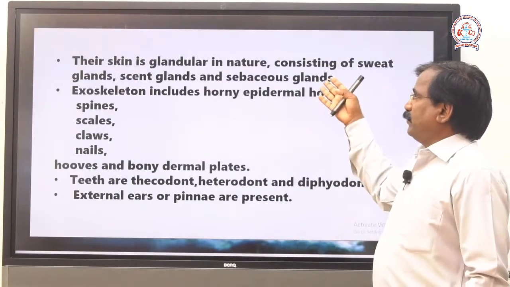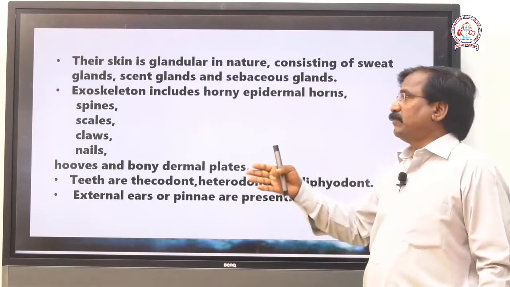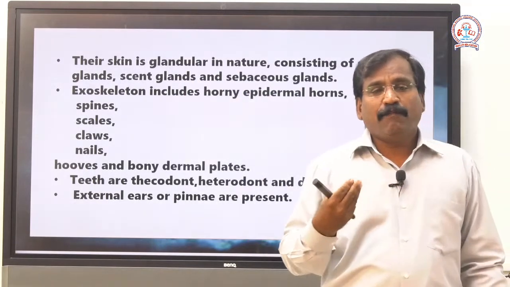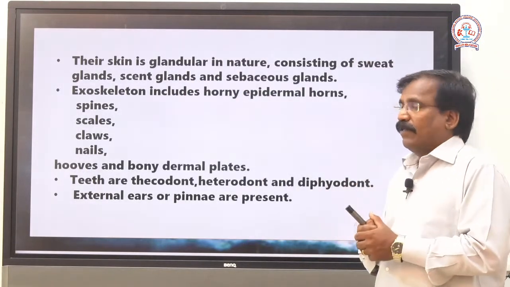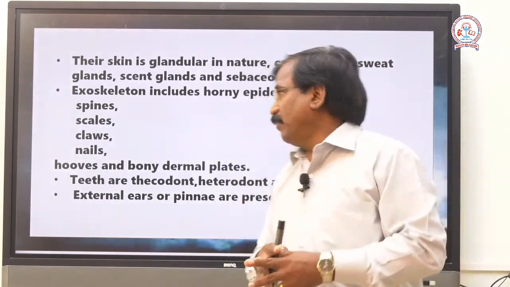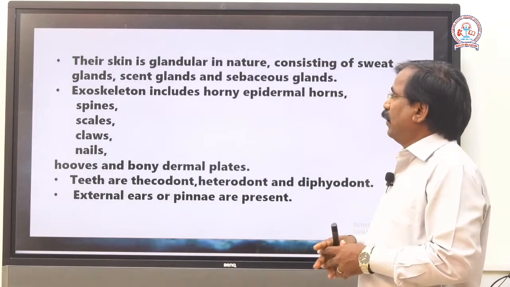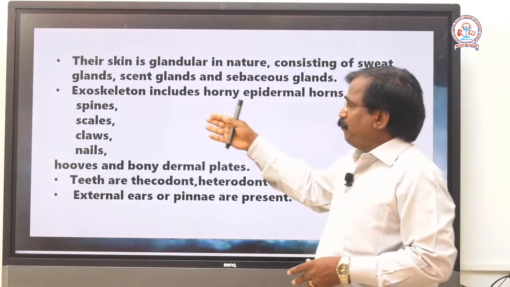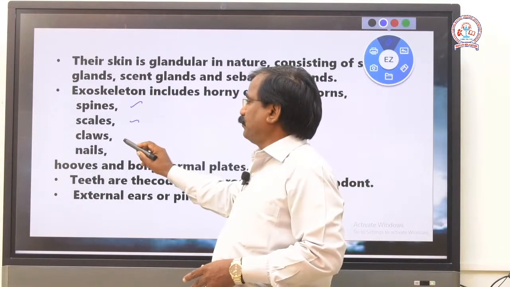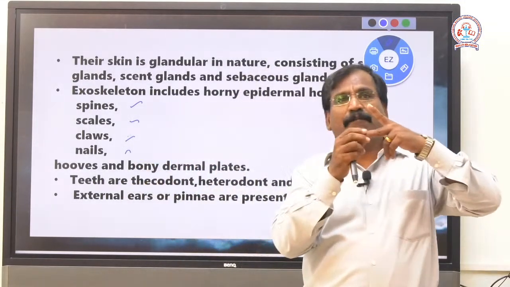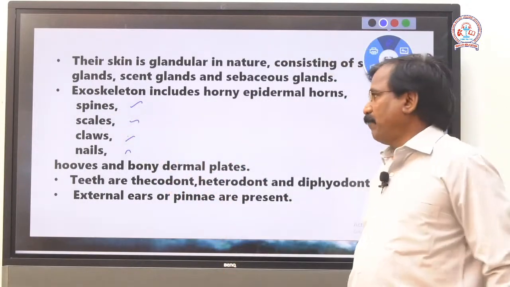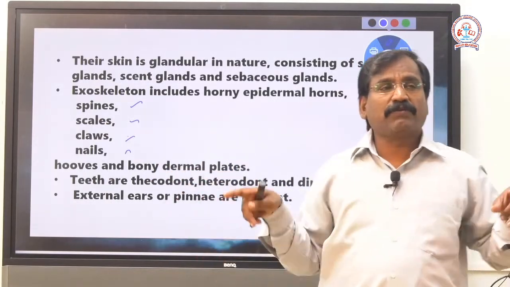And the skin contains sweat glands, oil glands, and even sometimes scent glands, perfume, some smell. Civet musk is nothing but the glands of the animals, a secretion of the animals. And exoskeleton: spines, scales, claws, nails. We have nails. Claws in dog, lion, tiger. Spines in porcupine.